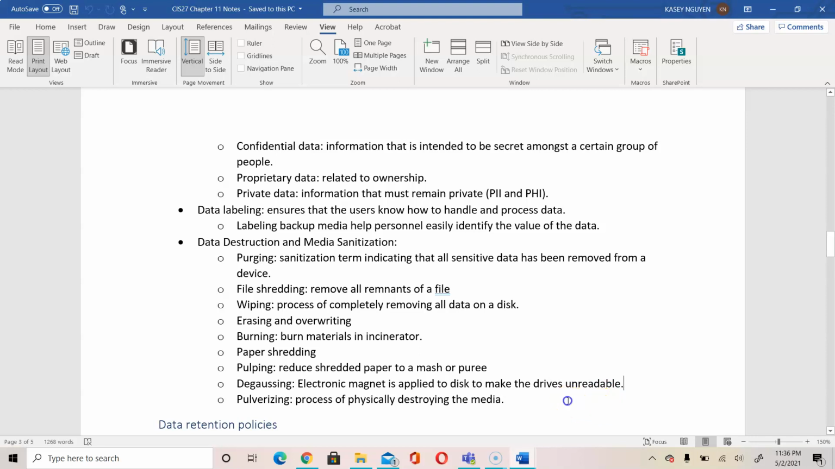Pulverizing is a process of physically destroying the media, and companies would have devices that punch holes through the disk or break up the disk into smaller pieces so that it would not be usable again.